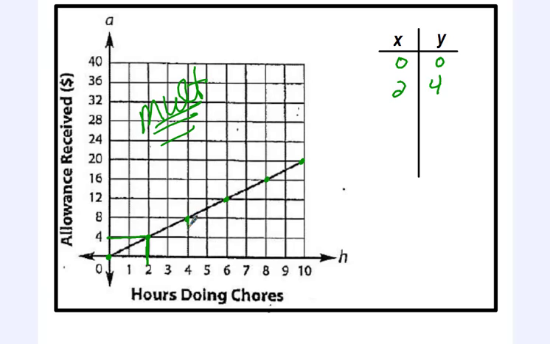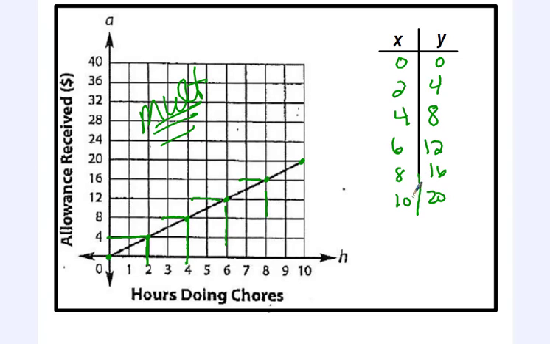Next point, if I go down to the x, it's a 4. Go over to the y, it's an 8. 6, 12. Do you know the rule already? Next one is going to be an 8, 16. And the last one is going to be a 10, 20.